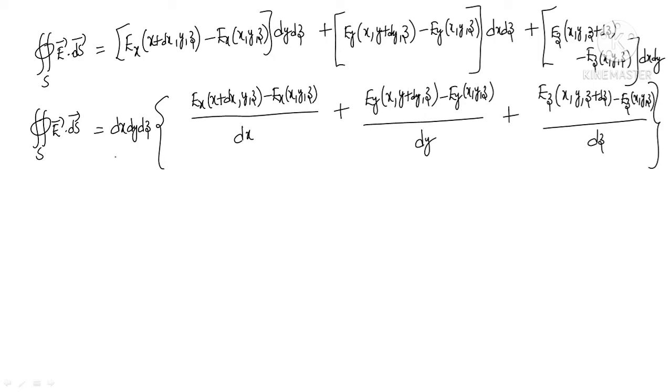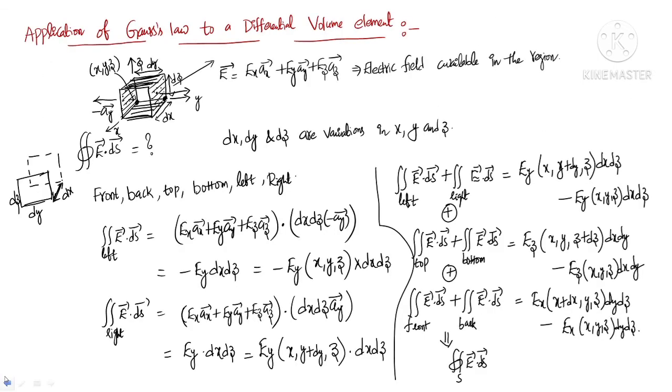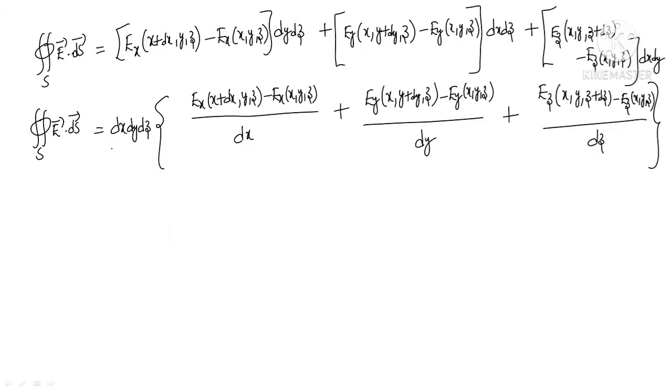What is this? This is the volume of this small differential volume element. How can you get the volume? dV is equal to the variation in dx multiplied with the variation in dy multiplied with the variation in dz. So in place of dx dy dz, I can write dV. I can send this term here, so you get the surface integral of E dot dS divided with dV.